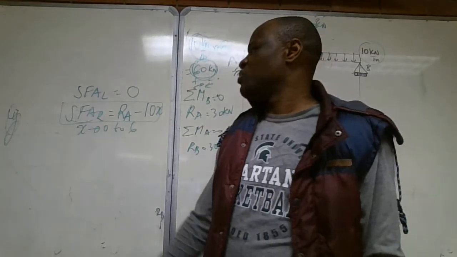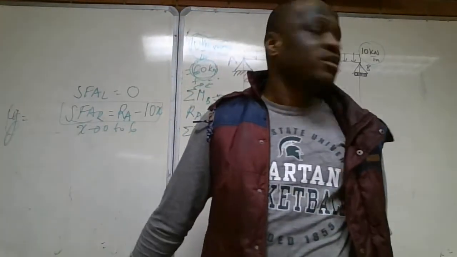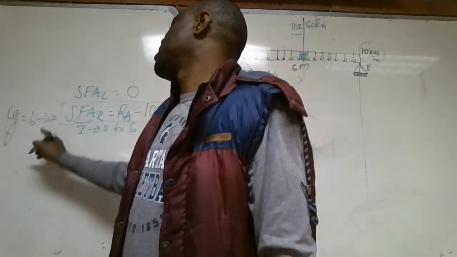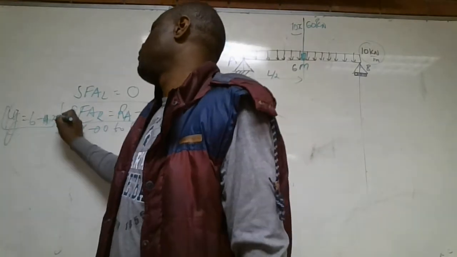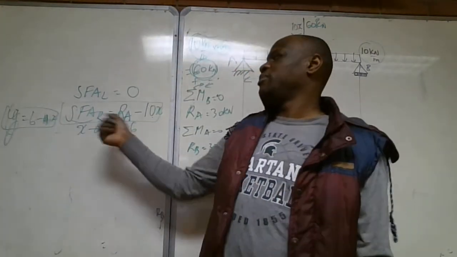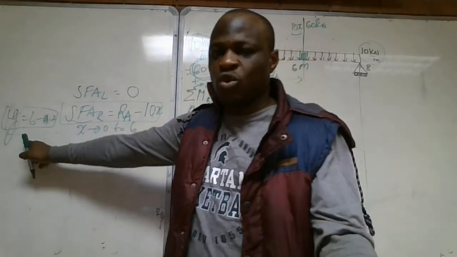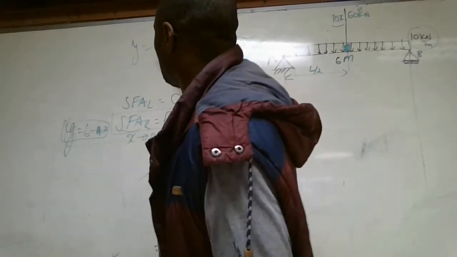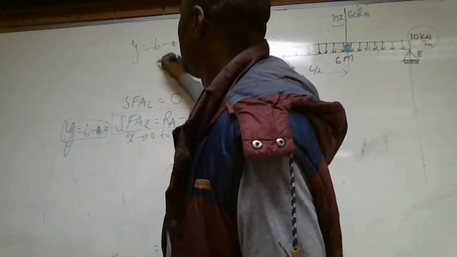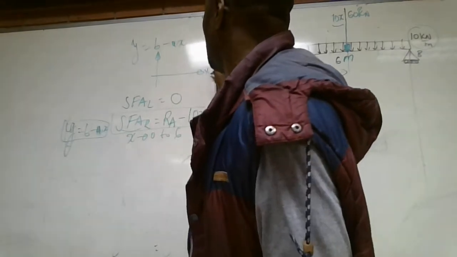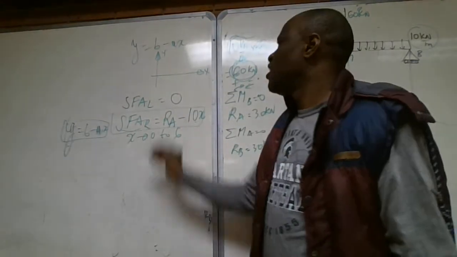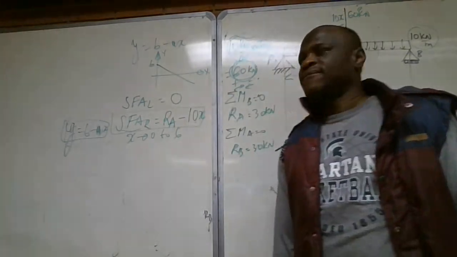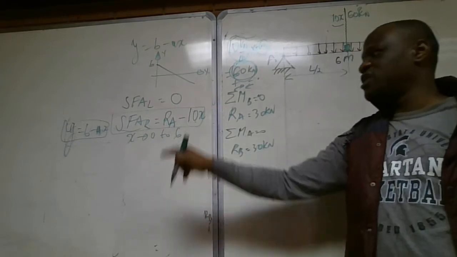This shear force at A right is y, and RA can be B, and 10x can be something like AX. Therefore, mathematically, y is equal to B minus AX. If we represent it on an x-y graph, it will be a straight line. Now, x varies from 0 to 6.